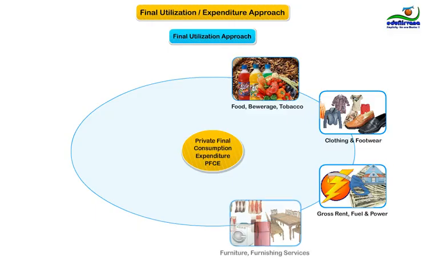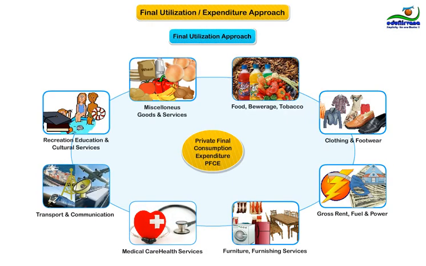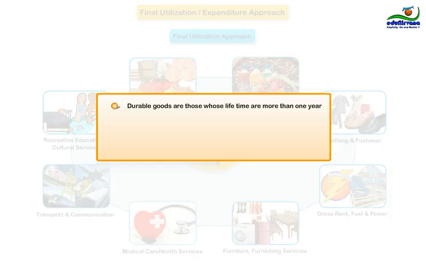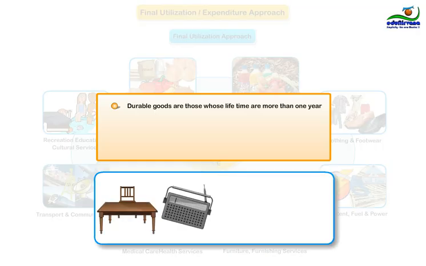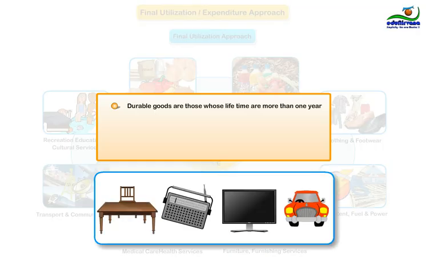The household consumption expenditure, referred to as private final consumption expenditure (PFCE) in National Accounts Statistics, consists of expenditure by households, including non-profit institutions, on non-durable consumer goods and services and all durable goods except land and buildings. The durable goods are defined as those whose lifetime is more than 1 year and consist of items such as furniture, radios, televisions, automobiles, etc.